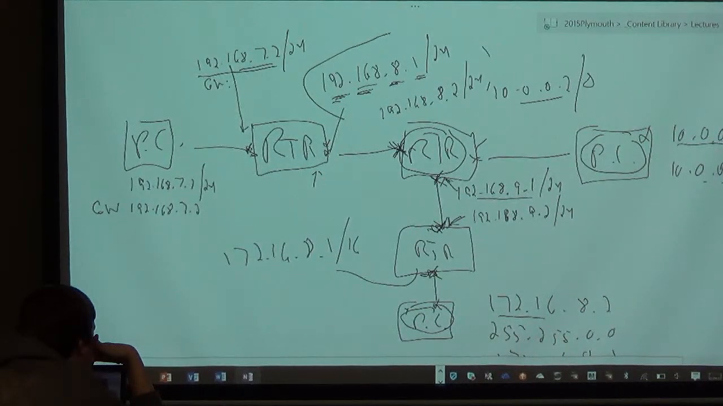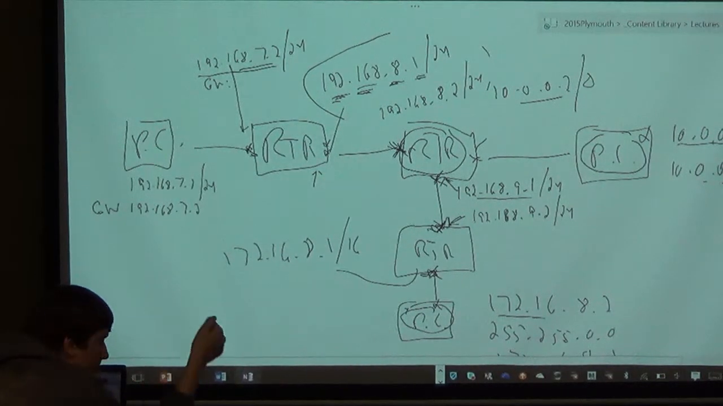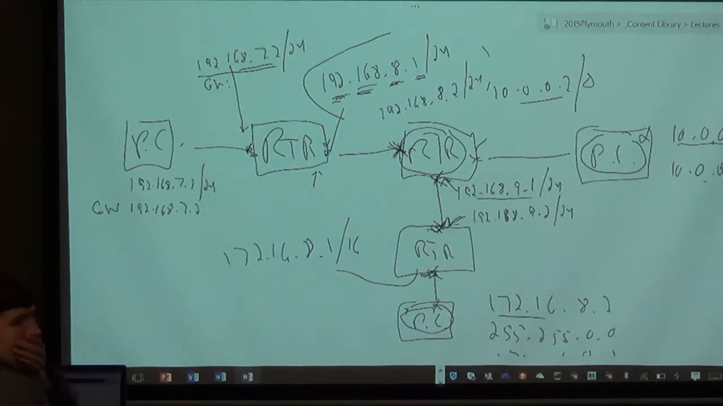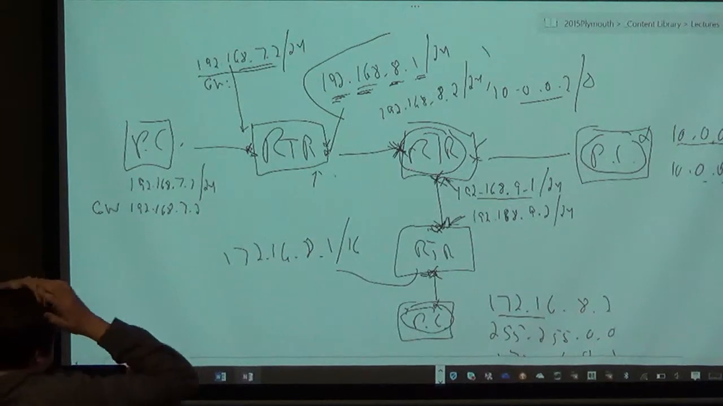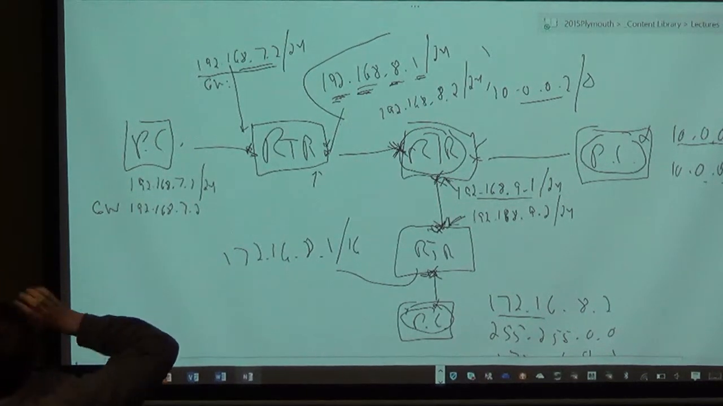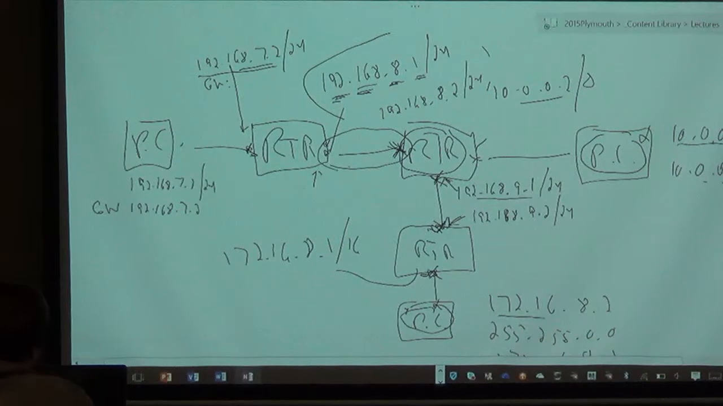All right, now everyone understand everything so far? Keep in mind, I wish I knew how to do a different color. Keep in mind, this is a separate network. This is a separate network. This is a separate network, and this is a separate network. Okay? All right, all of those are separate networks.